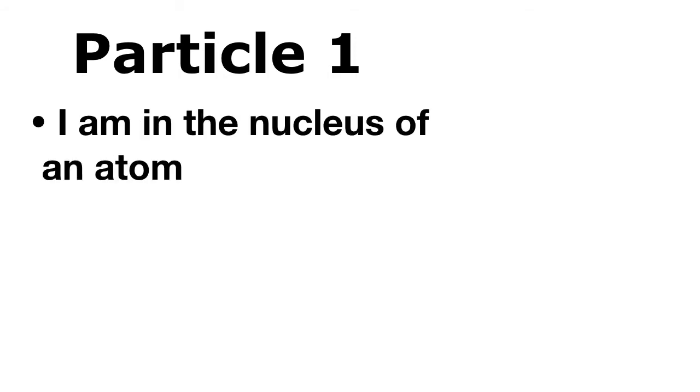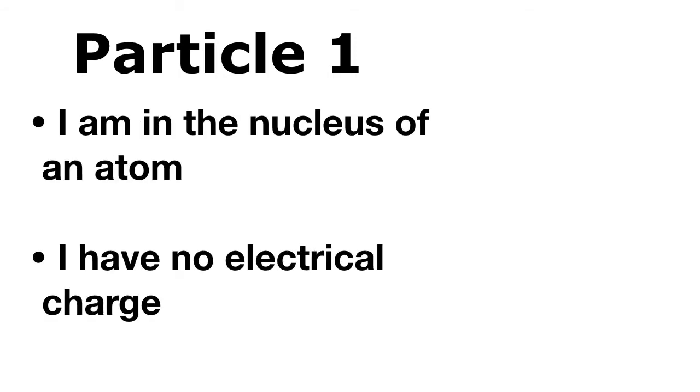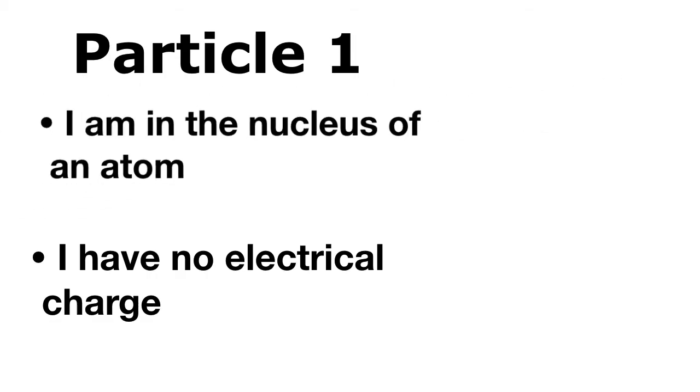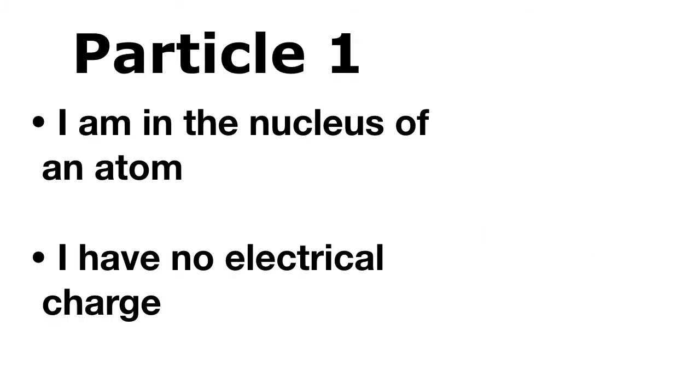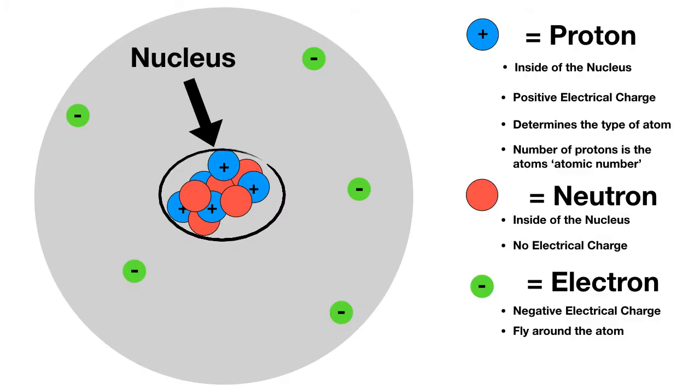Now it's time for you to practice identifying these particles on your own. Here is your first particle. This particle is in the nucleus of the atom, and it has no electrical charge. What particle is it? Well, the first piece of information was that it's in the nucleus of the atom. Remember that in an atom, the nucleus has 2 particles. It could either be a proton or a neutron. But the other clue we had is that it had no electrical charge. The only particle with no electrical charge is the neutron. So this particle must have been a neutron.